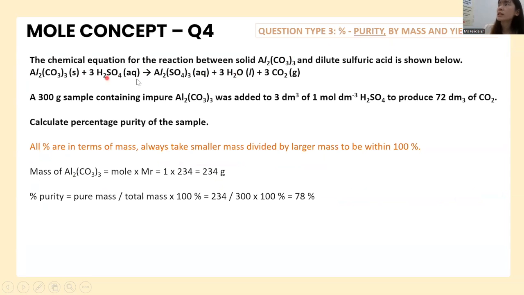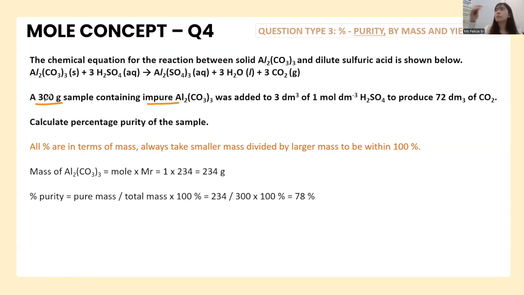Okay, so for this question, the equation is still the same. But this time round, they say that a 300-gram impure sample of the first substance was added to this amount of sulfuric acid to produce this amount of carbon dioxide. And they ask you to calculate the percentage purity. So take note that whenever the question gives you something that's impure, this value over here, you cannot use it to do any mole calculation.